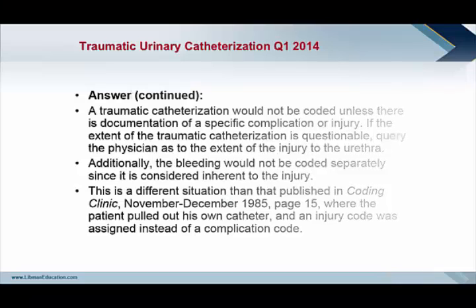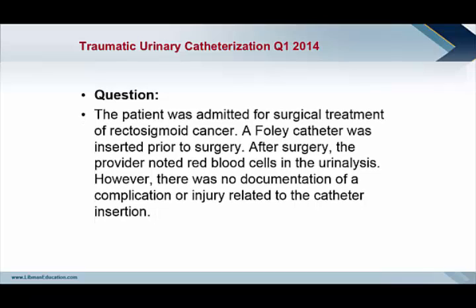Okay? Next coding clinic on the very same topic goes on to point out a patient admitted for treatment of rectosigmoid cancer. The fact that this is rectosigmoid cancer is really irrelevant to the question. So the patient's admitted for surgery. A Foley catheter is inserted prior to surgery. After surgery, the provider notes red blood cells in the urinalysis. There's no documentation of a complication or an injury related to the catheter. What do you do about coding these red blood cells noted in the urine?